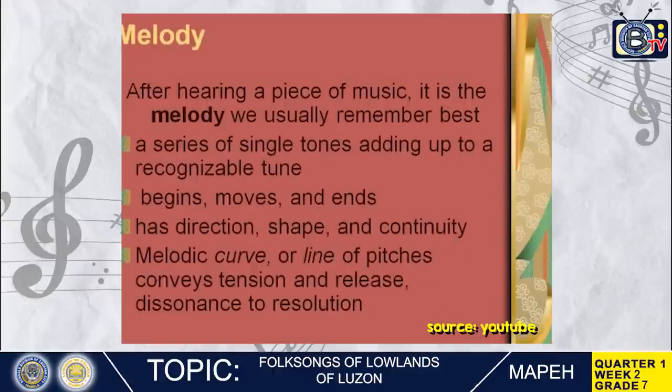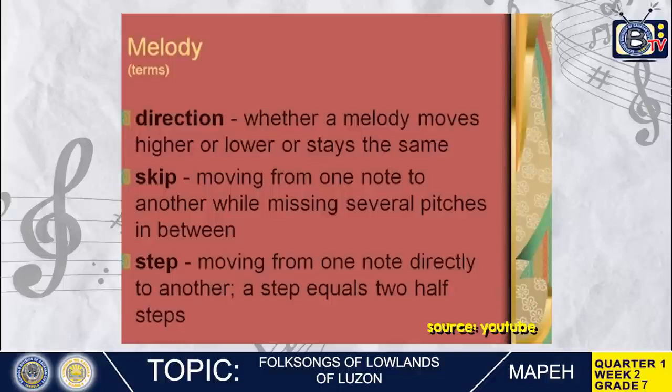Melody. After hearing a piece of music, it is the melody we usually remember best. A series of single tones adding up to a recognizable tune. It begins, moves, and ends. It has direction, shape, and continuity. A melodic curve or line of pitches conveys tension and release, dissonance to resolution. Direction. Whether a melody moves higher or lower or stays the same. Skip. Moving from one note to another while missing several pitches in between. Step. Moving from one note directly to another. A step equals 2 half steps.